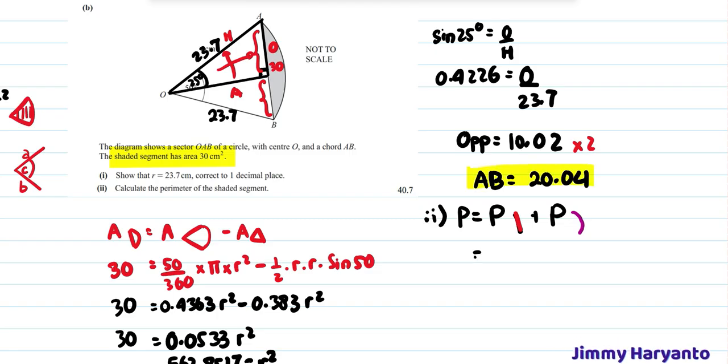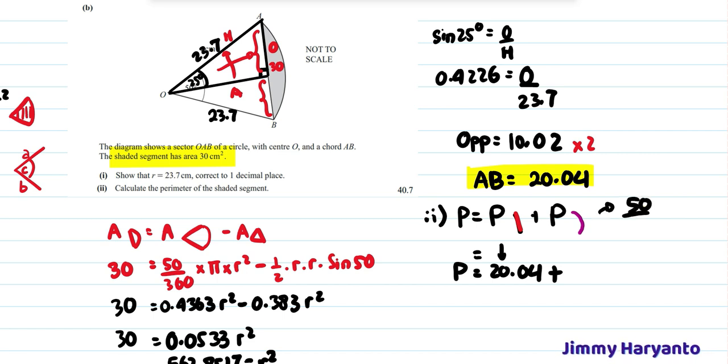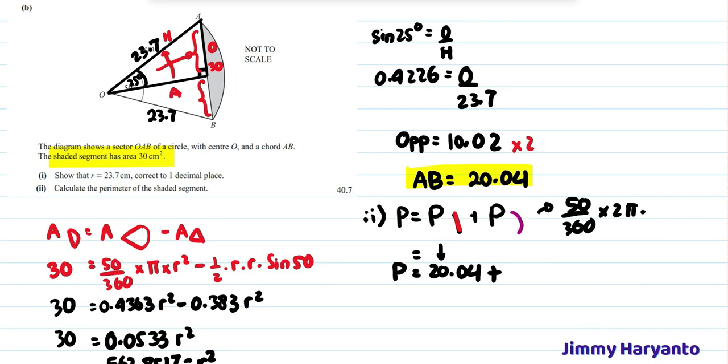And then you can input it right here, 20.04. And the arc length. The arc length is theta over 360 times 2 pi r. The r is 23.7. So let's calculate this. 50 divided by 360 times 2 pi times 23.7. It's 20.68.